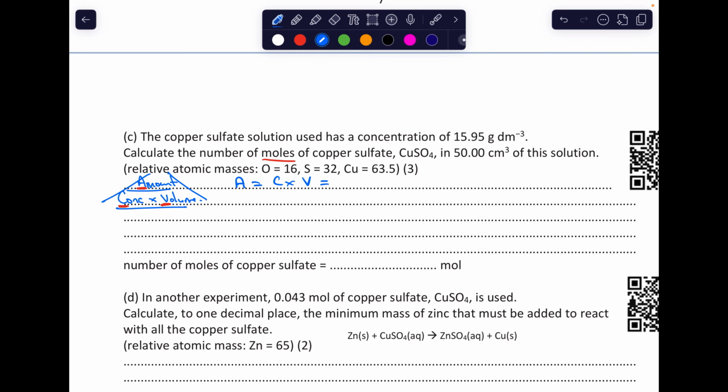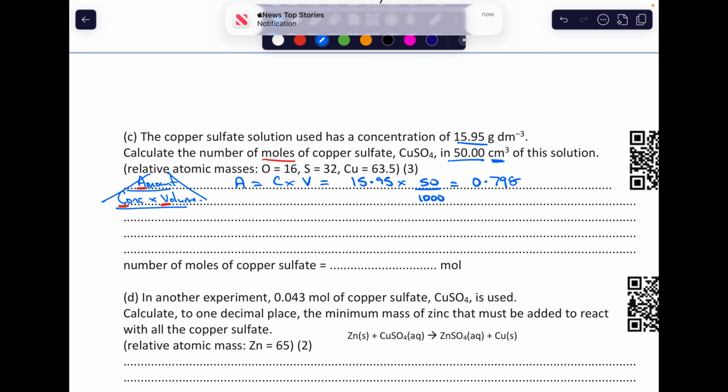The concentration is 15.95, and we're going to times it by the volume, which is 50, but that's centimeters cubed. So I'm going to divide that by 1,000. Okay, so let's plug this in. 15.95 times by 50, and then we're going to divide the whole thing by 1,000, and that's going to give me 0.798, and that's going to be grams, isn't it? In grams.